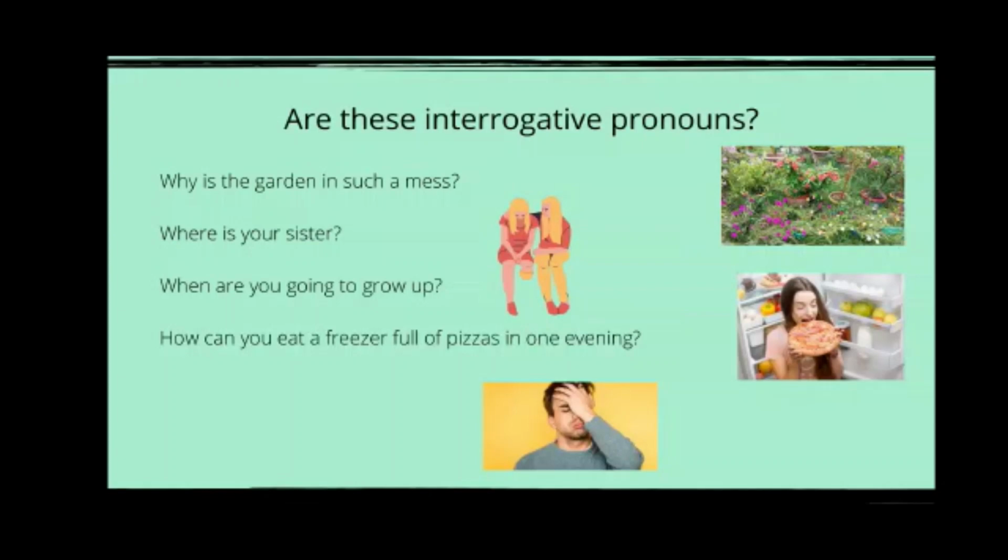Now let us see some more examples. Are there interrogative pronouns in these sentences? These are also questions, with question words like why, where, when, and how. For example, why is the garden in such a mess? Where is your sister? When are you going to grow up? How can you eat a freezer full of pizzas in one evening? These are all questions. Are these interrogative pronouns? Why, where, when, how? Let's find out.